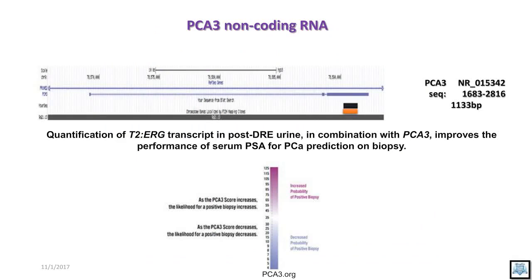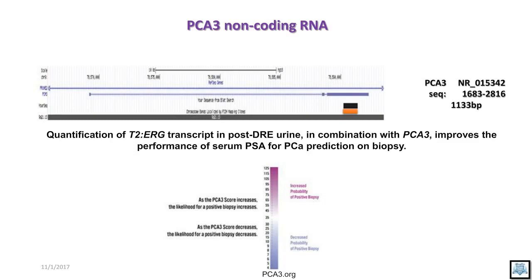Next, PCA3 is a very good non-coding RNA that is prostate cancer specific. It is expressed in about 90 or 95% of prostate cancers and can be used as a marker. Importantly, this PCA3 RNA transcript can be detected in the urine. Not only PCA3, the TMPRSS2-ERG fusion transcript can also be detected in the urine. Recently a test was developed and approved by the FDA for urine detection of PCA3.